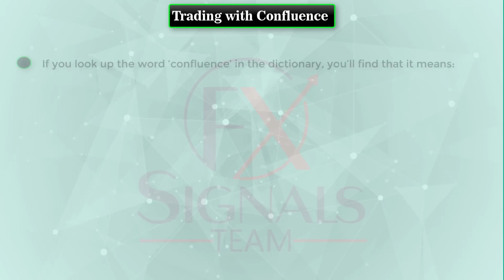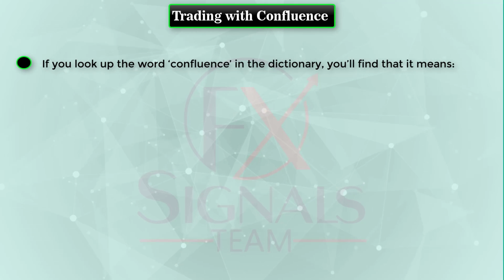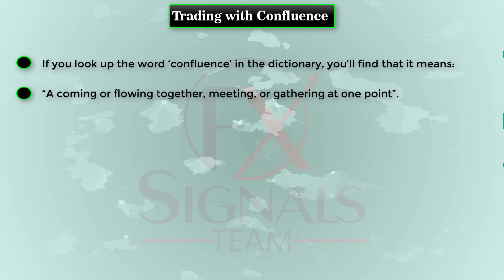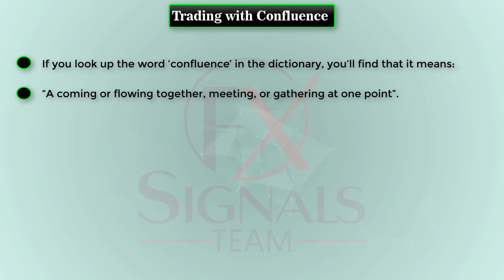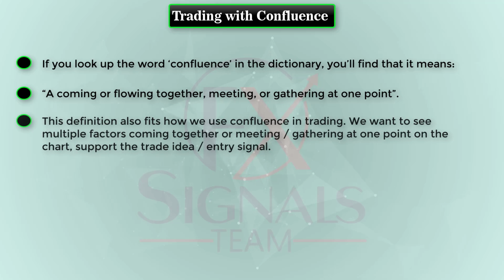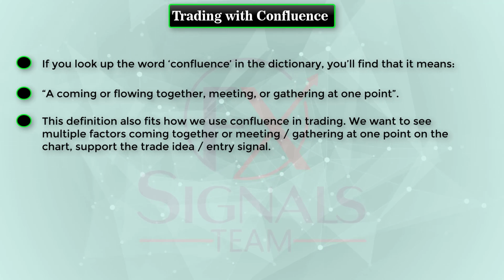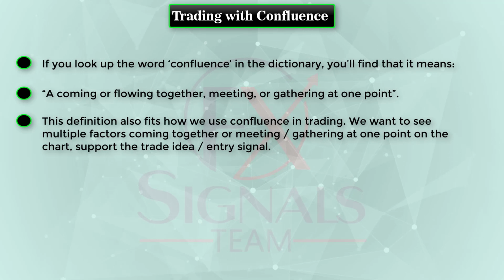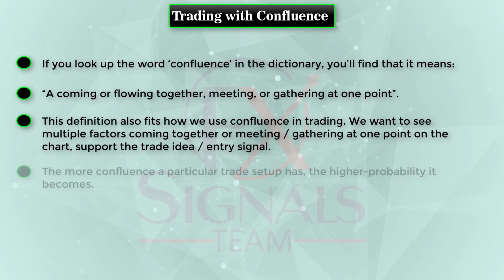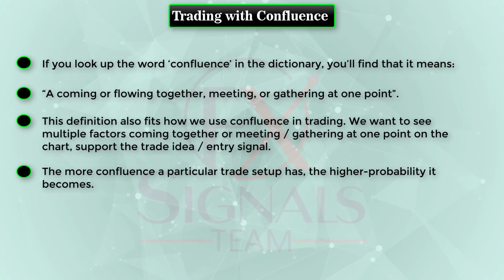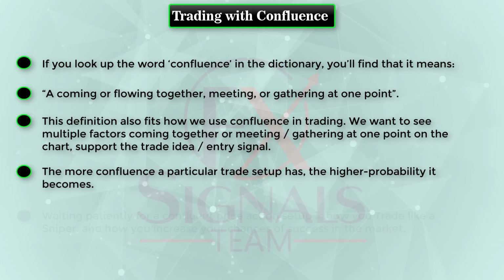Let's start. If you look up the word confluence in the dictionary, you will find that it means a coming or flowing together, meeting, or gathering at one point. This definition also fits how we use confluence in trading. We want to see multiple factors coming together or meeting or gathering at one point on the chart to support the trade idea or entry signal. The more confluence a particular trade setup has, the higher probability it becomes.